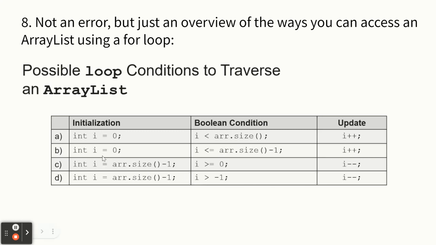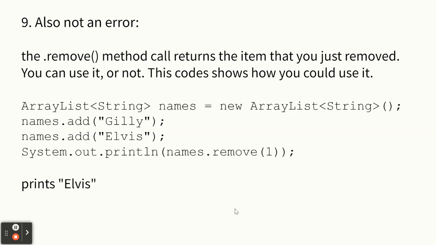You can start i equals 0 and i less than array.size, i plus plus. You can do i equals 0, i less than or equal to array.size minus 1. You can start at the end and say as long as i is greater than or equal to 0, or you could start at the end and go as long as i is greater than -1, if you're going down. These are different things you can do.